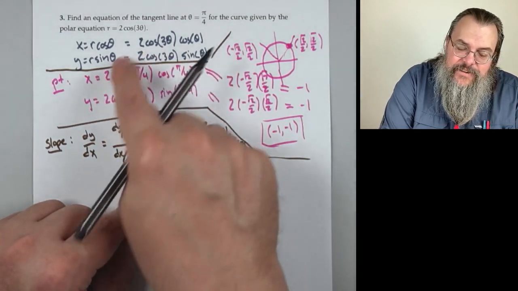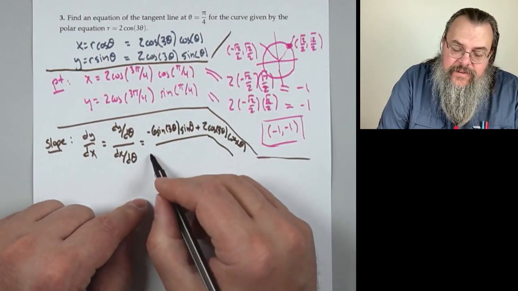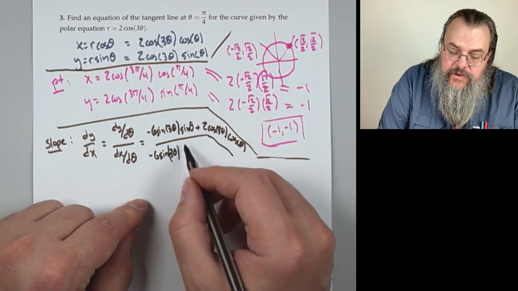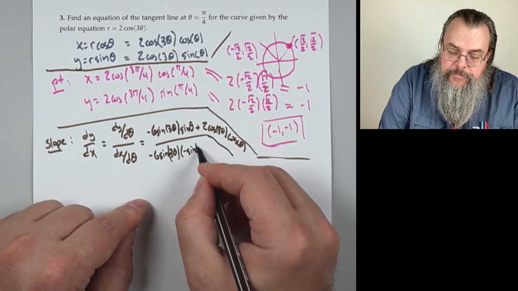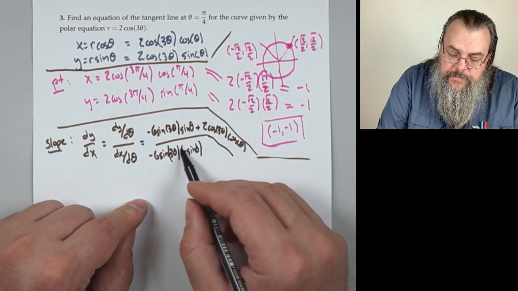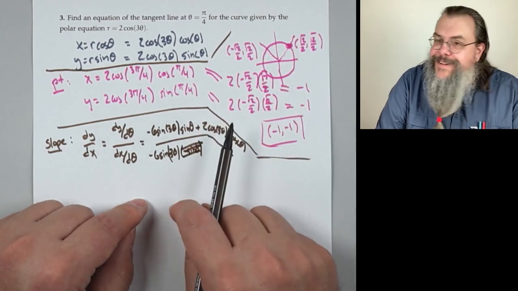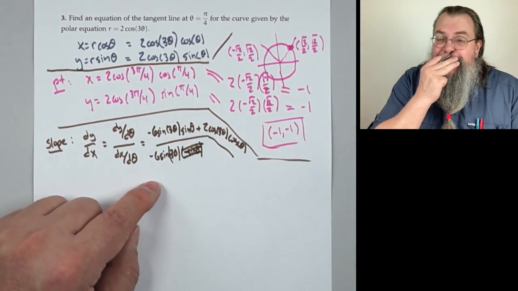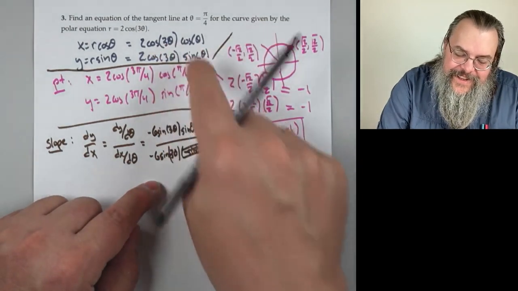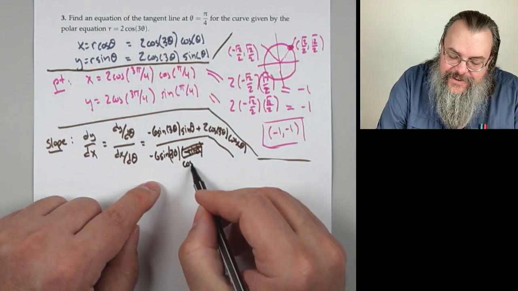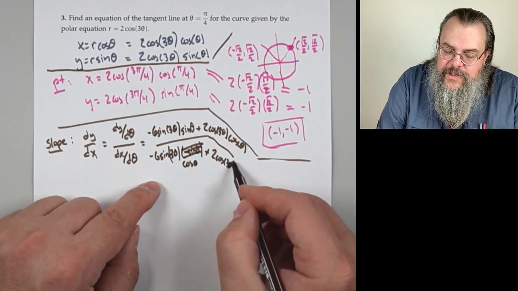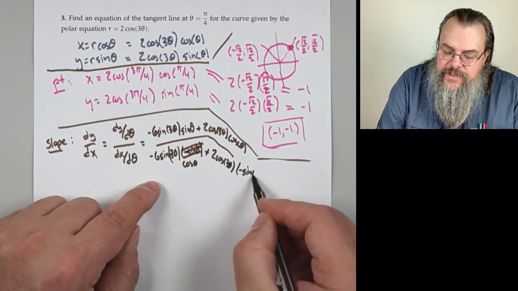Okay, now derivative of x. So that's negative 6 sine 3 theta, same derivative. And then derivative of cosine is negative sine. And then, whoops. I was doing my product rule wrong. Oh, how embarrassing. Okay, derivative of cosine, and then leave the second function alone. And now, leave the first function alone, and then times by the derivative of the second function.